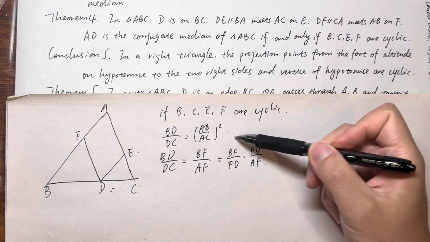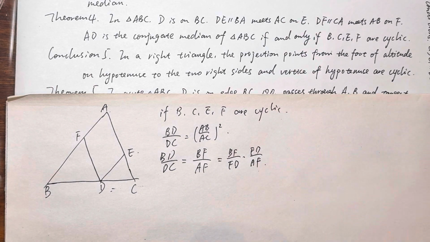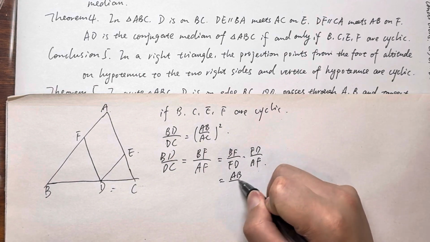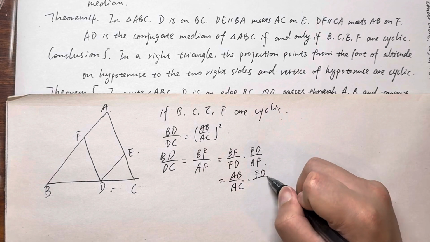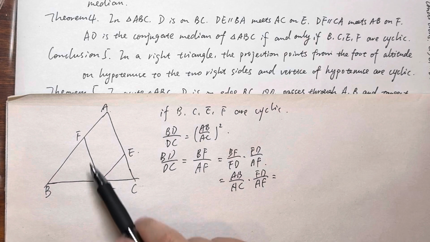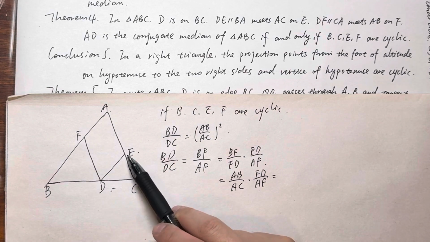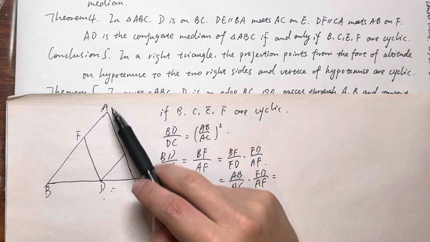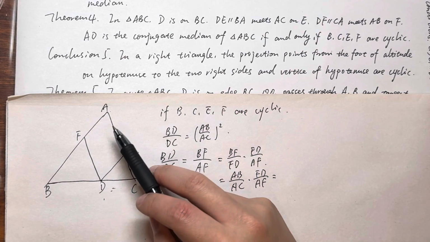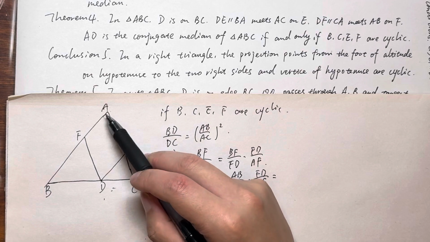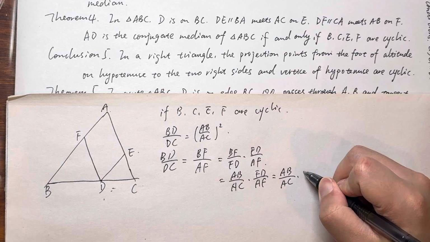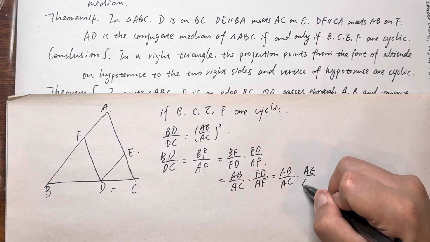Right? Why do I want to bring the BF to FD here? Because the BF to FD equals AB to AC. So it equals AB to AC times FD to AF. And what is FD to AF? Because AF is parallel with DE, and FD is parallel with AE, that means AFDE is a parallelogram, which means FD to AF equals AE to AF. So it equals AB to AC times AE to AF.